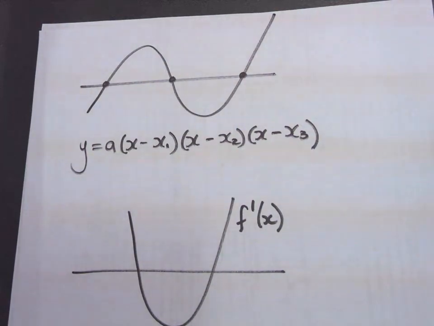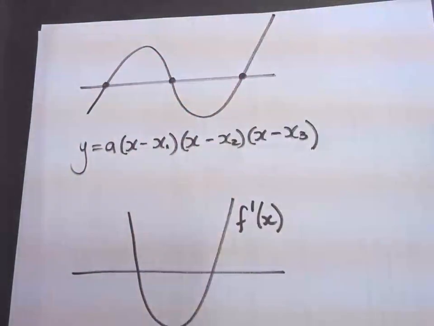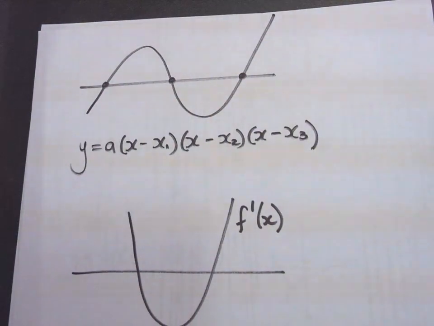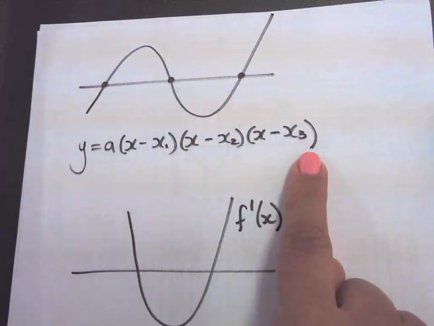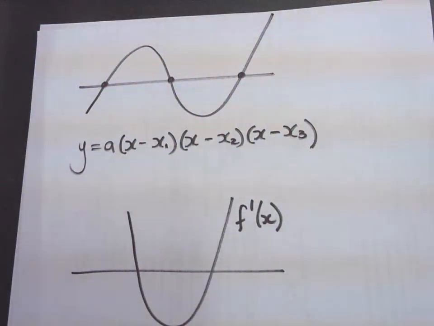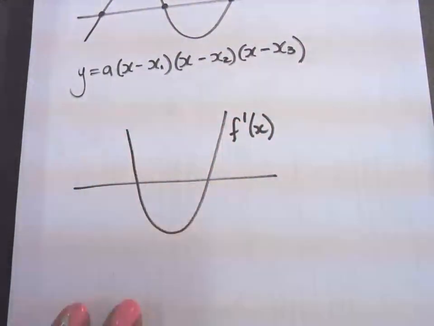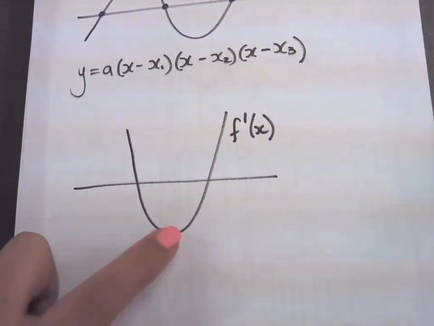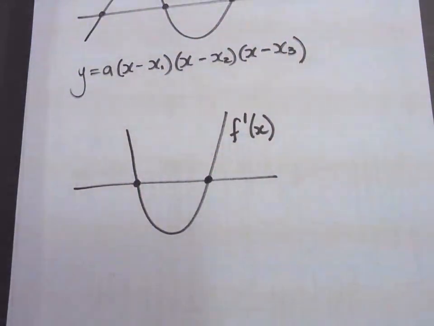Yesterday, we had a lesson about how to get the equation of a cubic function if I give you 2 or 3 x-intercept points. Then you use this formula to get your equation. Now today, I'm going to help you to find the equation if I give you the first derivative. How do you get the equation of a cubic function if you only have the first derivative?